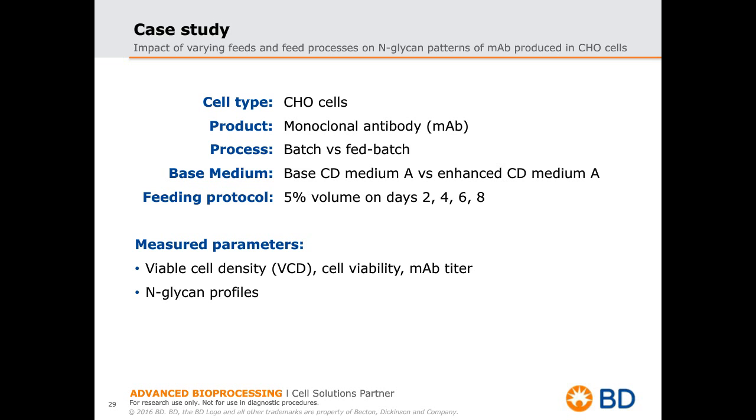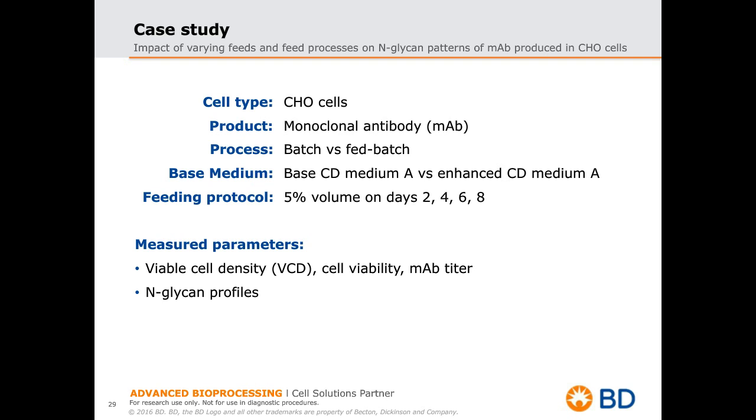So the study was performed in bioreactors, and we were comparing batch versus fed batch processes and the impact they have on N-glycan distribution. Two types of chemically defined, or CD, medium were used in this study: base CD medium A and enhanced CD medium A. For the rest of this presentation, the two types of media will be referred to as enhanced media and non-enhanced media.